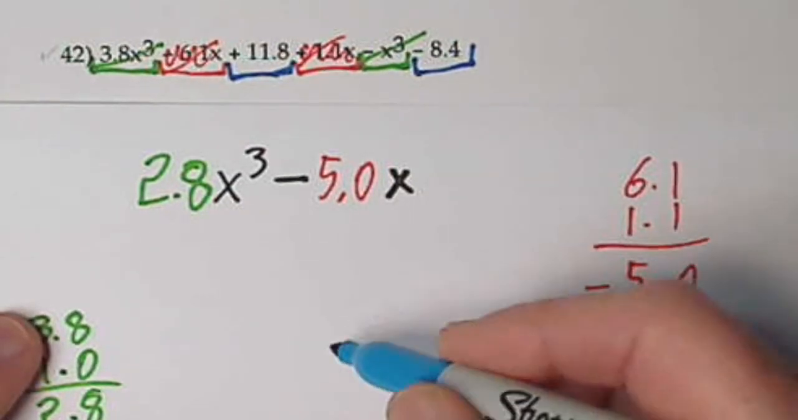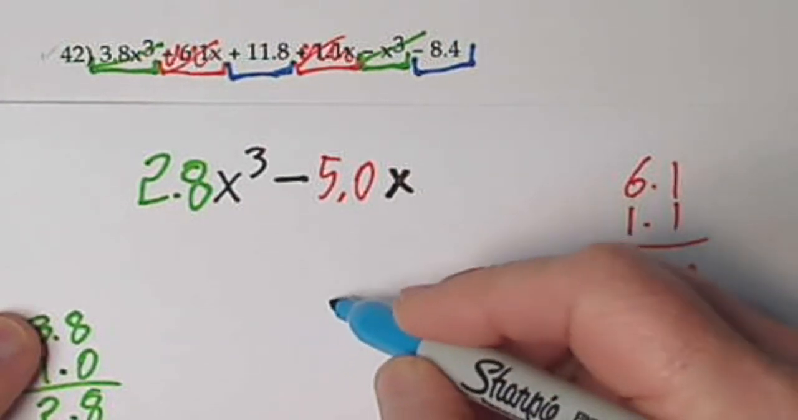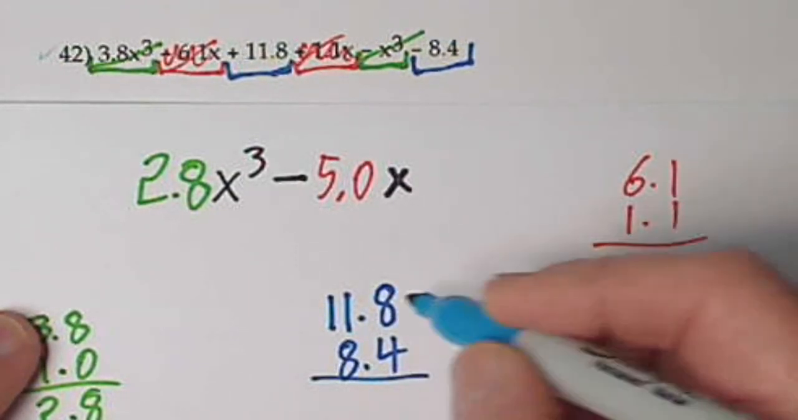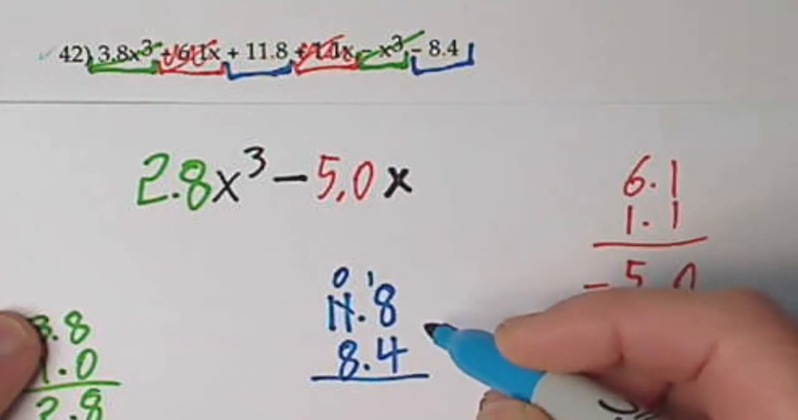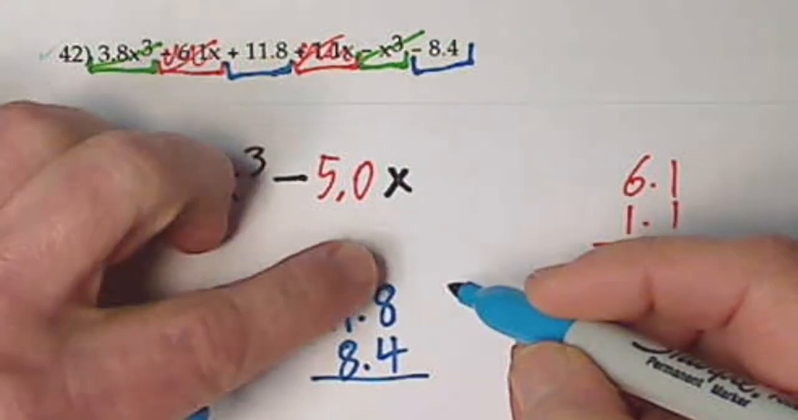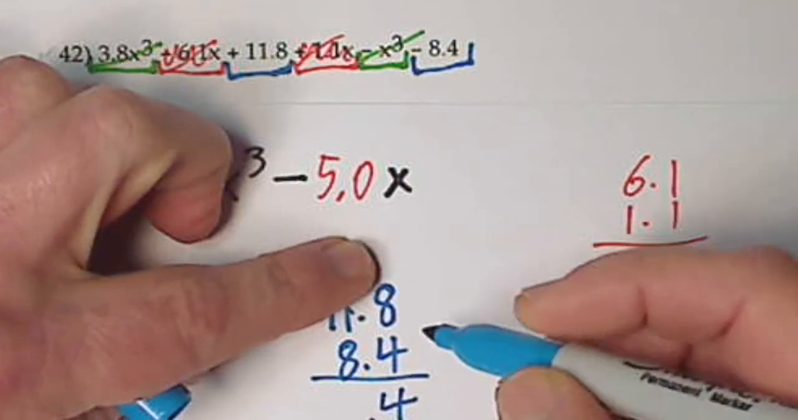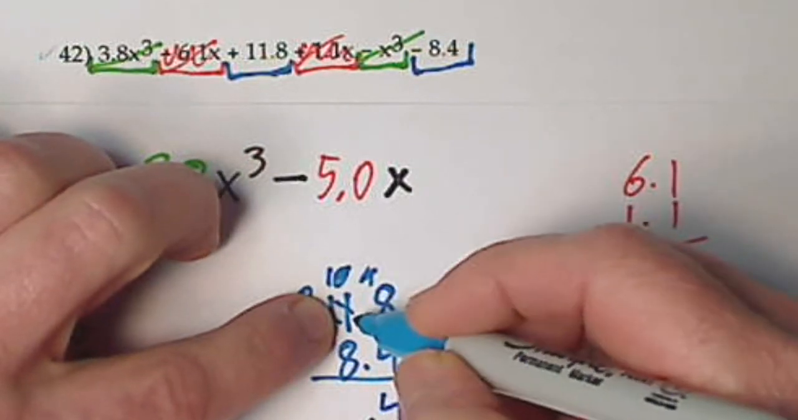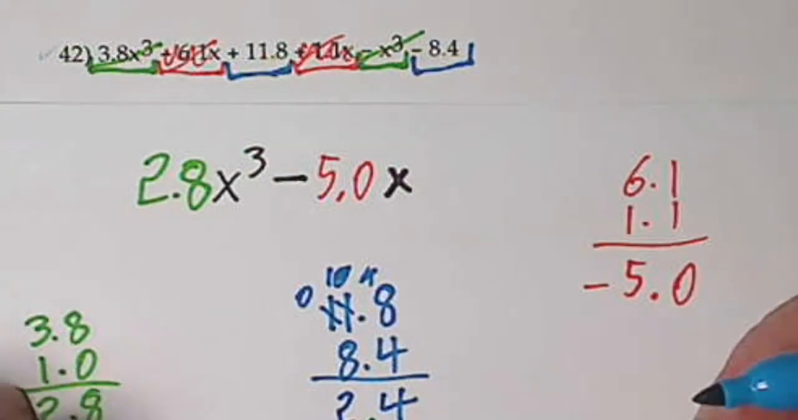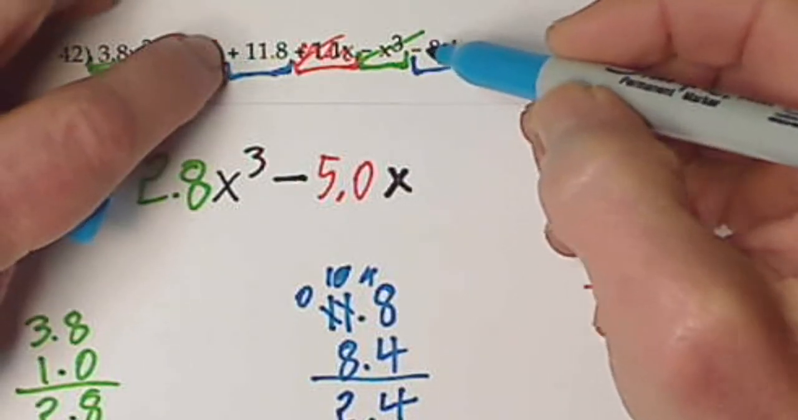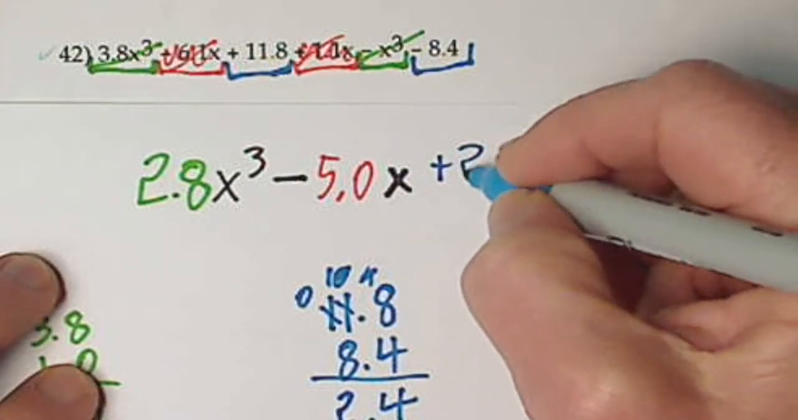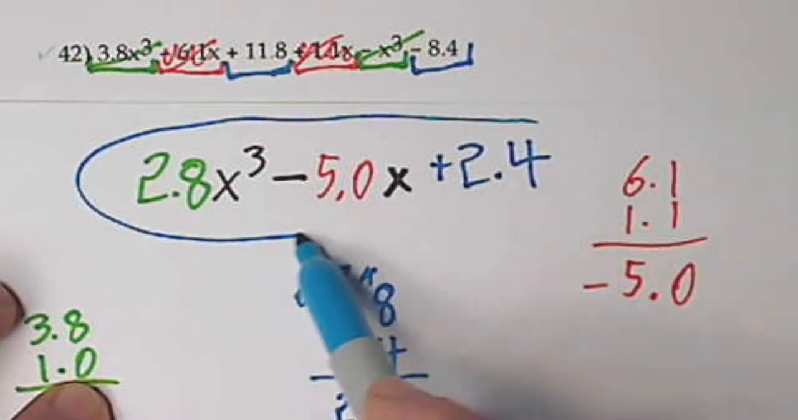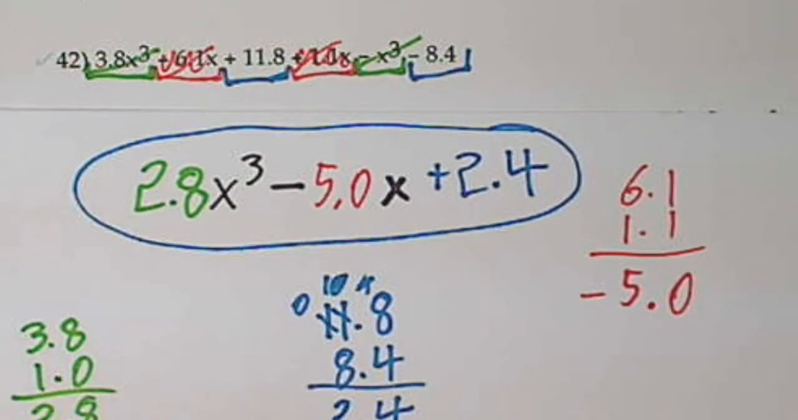And we'll just do our calculation, let's say right here. 11.8, 8.4. Oops, I didn't need to borrow, did I? Okay, so 8 subtract 4 is 4. Here I do need to borrow, so that's a 0 and that's a 10. And that would give us 2.4. And the positive is larger, so we end up with plus 2.4. Okay, so this would be the answer for number 42.